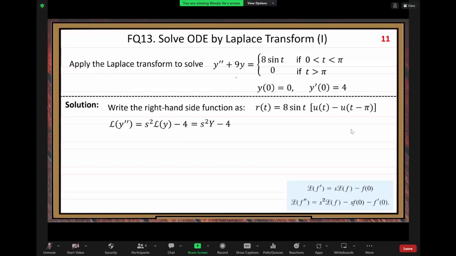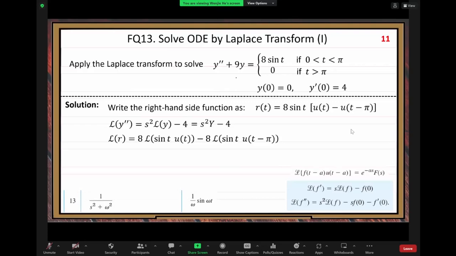Now let's calculate the right-hand side Laplace transform. Laplace of R, 2 terms. Take the constant 8 out. Now we need to calculate the Laplace transform of these 2. Now let me show you. The first one is easy, although you have u here. Let me copy the formula here. Look at this formula.